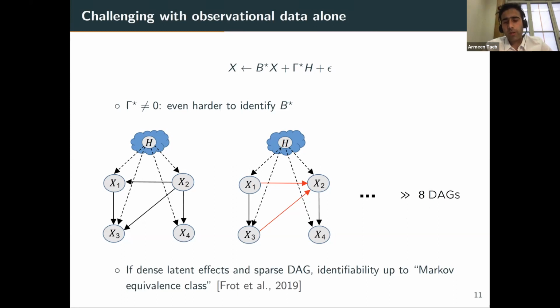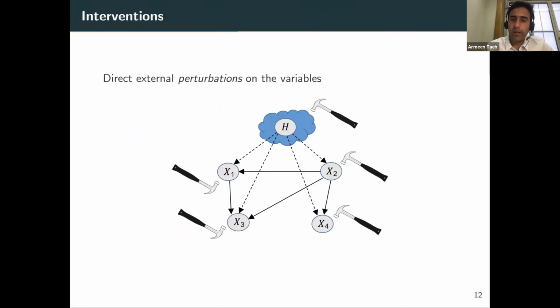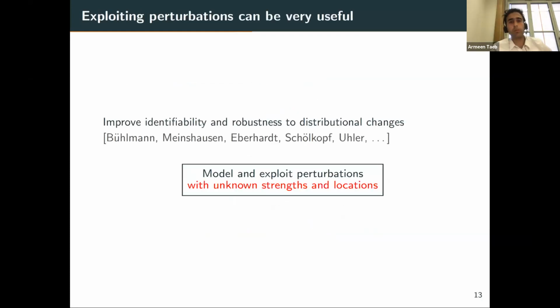Okay, so the hope is to maybe alleviate some of the identifiability issues, and the way we try to address this is by exploiting what are known as interventions. These are direct external perturbations on the variables that could be affecting the latent variable or any of the observed variables. Okay. And interventions have been shown to be quite useful for identifiability. And further, there's a deep connection between distributional robustness and causality, in that if you exploit interventions and perturbations, the model that you find is robust to distributional changes.